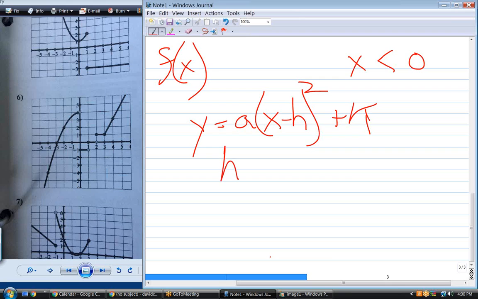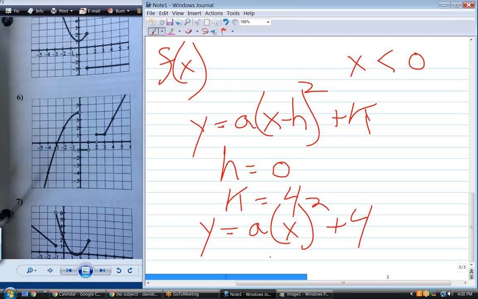So what's h? H is the x-coordinate of the vertex, so h is 0. And k is 4. Okay, so now we know this much: y equals a times x squared plus 4. So now all we need to do is solve for a.